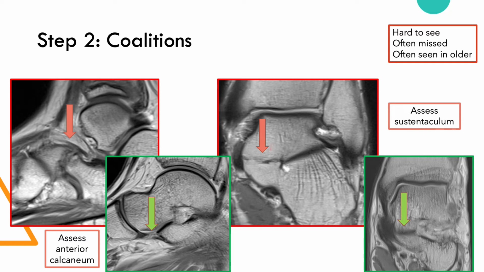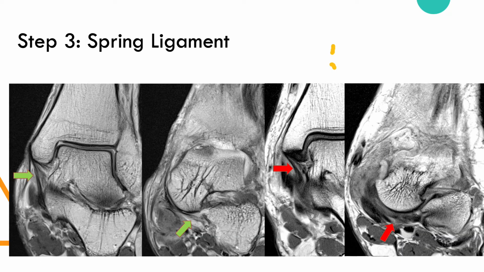Now, once you've identified that there is or is not a structural cause for that flat foot, which is in terms of a bony coalition, we would start to look at the spring ligament. The spring ligament has two components: the tibial spring ligament, as demonstrated by the green arrow on the leftmost image, and the calcaneonavicular ligament, as demonstrated by the green arrow on the second image.